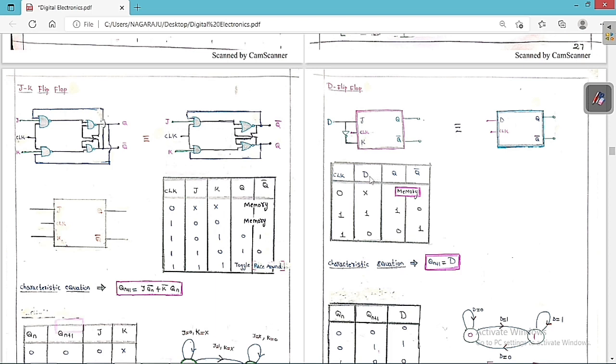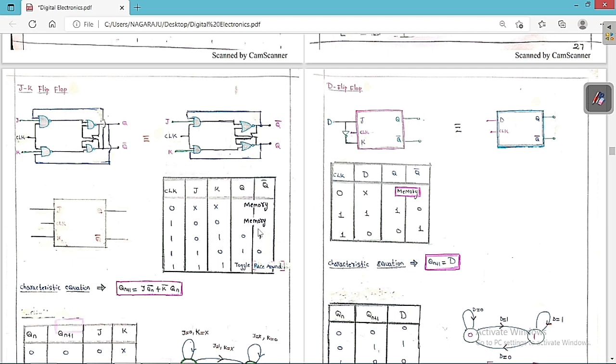So now if you see clearly, there is only one input with the clock, so clock and D, and outputs Q and Q bar. See, when clock is equal to 0, irrespective of the value of D, we are going to be in the memory state. Suppose clock is equal to 1 and D is equal to 1; D is equal to 1 means J is equal to 1 and K is equal to 0. So this is 1 comma 0. Similarly, if clock is equal to 1 and D is equal to 0, then J is 0 and K is 1. So this is 0 comma 1.